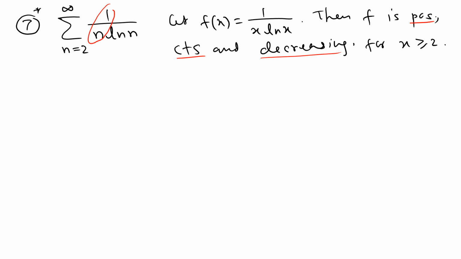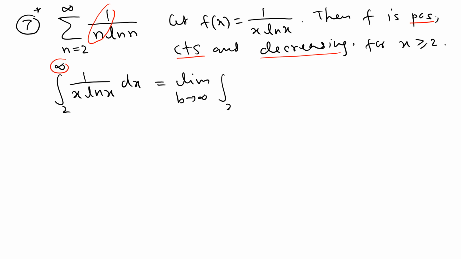Now we're going to look at the improper integral. We consider the integral from 2 to infinity of 1 over x ln x dx. You can see that this is an improper integral because of the infinity involved here. So we're going to use the limit definition: the limit as b goes to infinity of the integral from 2 to b of 1 over x ln x.